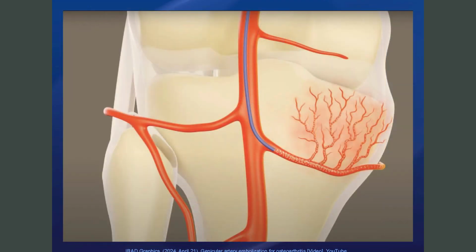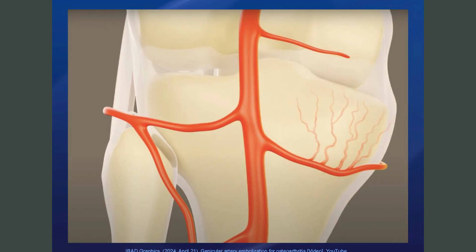With genicular artery embolization, we target these abnormal blood vessels specifically in the knee, and embolize them or shut them down. And that breaks the cycle and can lead to pain relief within days to weeks and sustained pain relief for years. And you said this would come before a knee replacement, kind of like in that middle area. Exactly, in that middle area. A patient who has tried conservative therapies that have not worked, and prior to them getting a knee replacement.